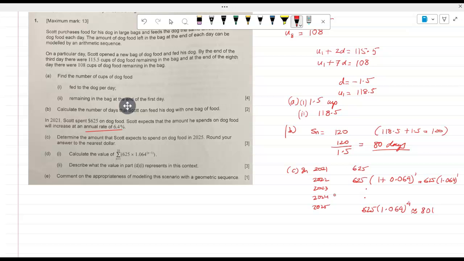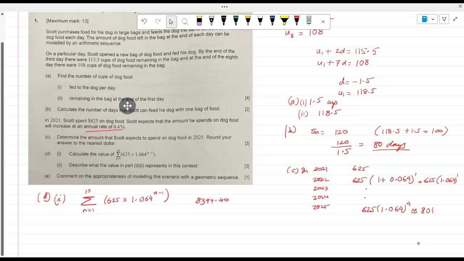Can you zoom into the question? I'll send it on your phone. Calculate the value of 625 times 1.064 raised to n minus 1. Type this in your calculator and just get the answer. That's approximately 8394.40. Correct? Where it's money, we are rounding off to this.